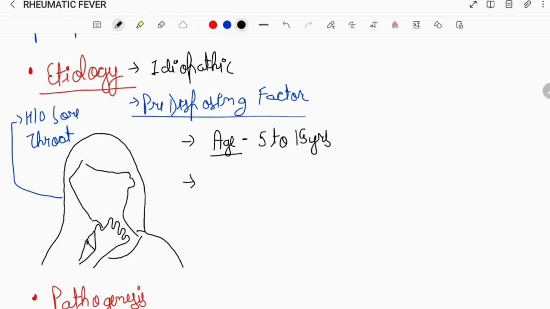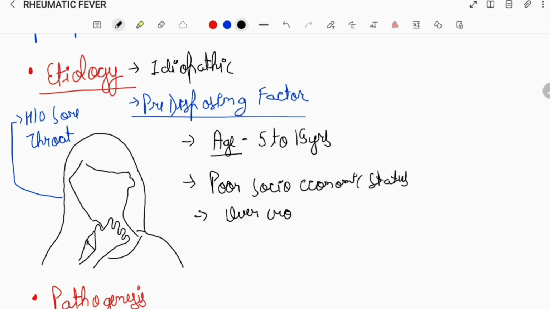Also, there may be certain predisposing factors such as poor socio-economic status, or there may be overcrowdedness, or there may be unhygienic conditions for living.